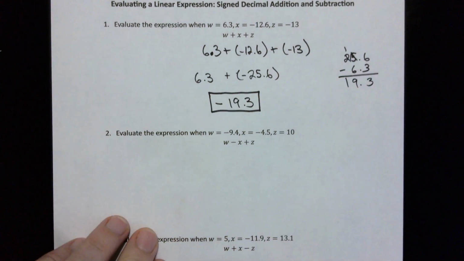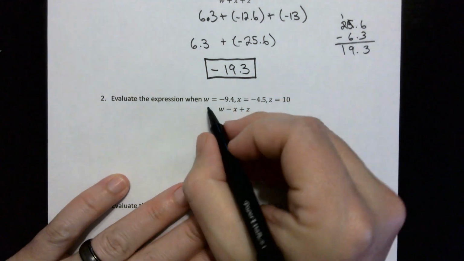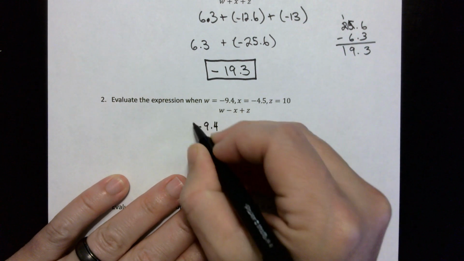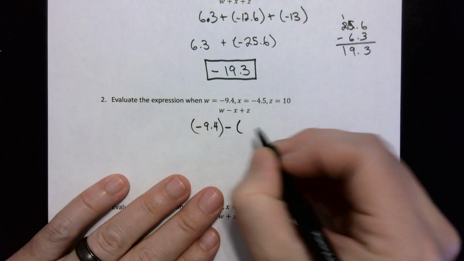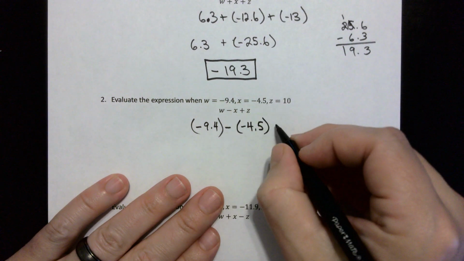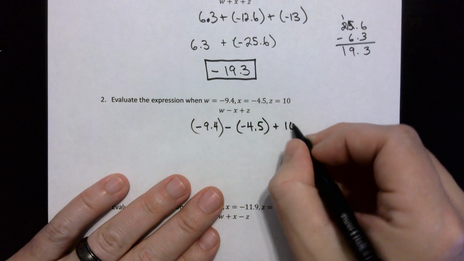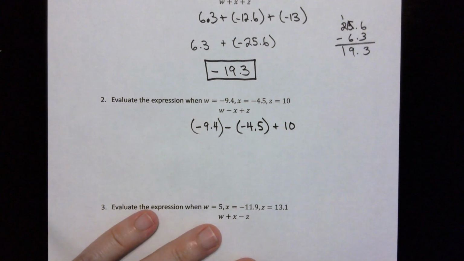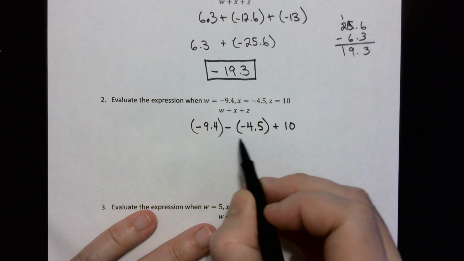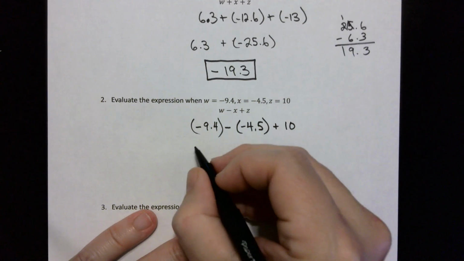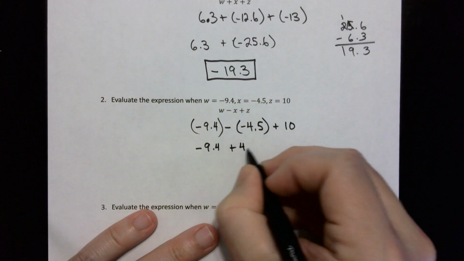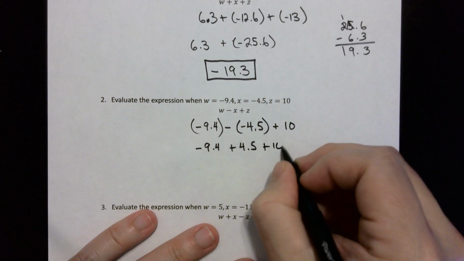Okay, let's look at the next one. So we're still evaluating. So W is negative 9.4, so I'll put that in, negative 9.4. Minus, our X is negative 4.5. And then plus, our Z is 10. So I'm not going to put that one in parentheses because it's positive. Okay, first of all, let's take care of this negative that's here. This is a minus sign and this is a negative. So they're touching there, so that's going to change it into a positive. So you get negative 9.4 plus 4.5 plus 10.